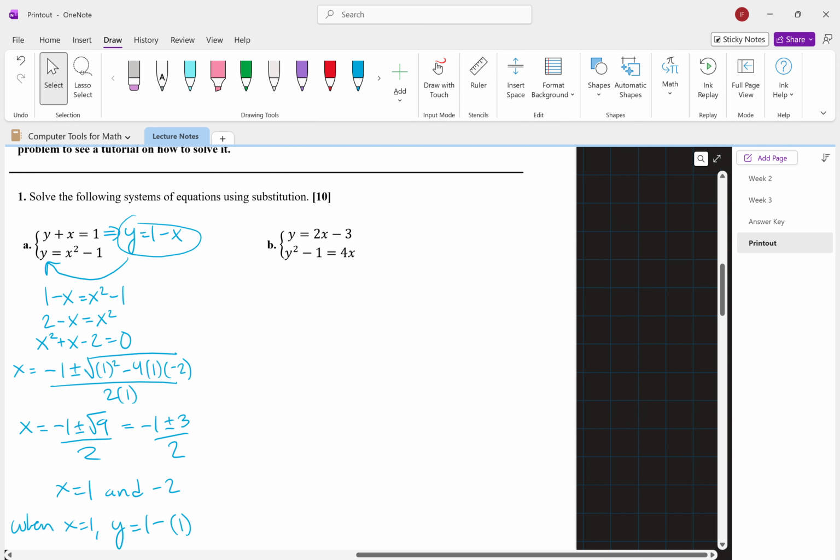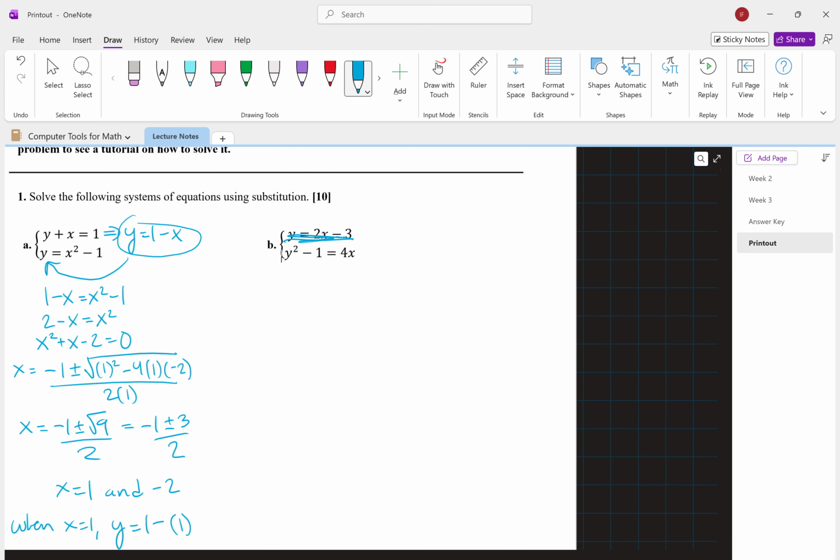Part B is going to operate very similarly. So we already have our y isolated on this side. We have y is equal to 2x minus 3. So we can plug in our 2x minus 3 into the y here in the second equation. 2x minus 3 squared minus 1 is equal to 4x. So when we FOIL this out, the 2x minus 3, and square that, it's going to get us 4x squared minus 12x plus 9 minus 1 is equal to 4x.